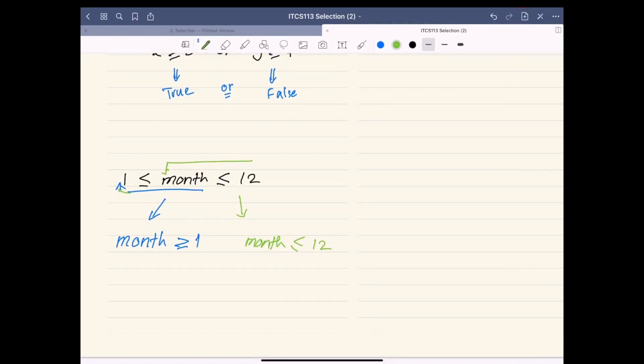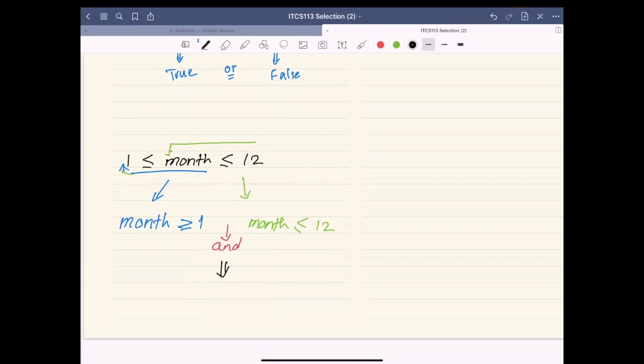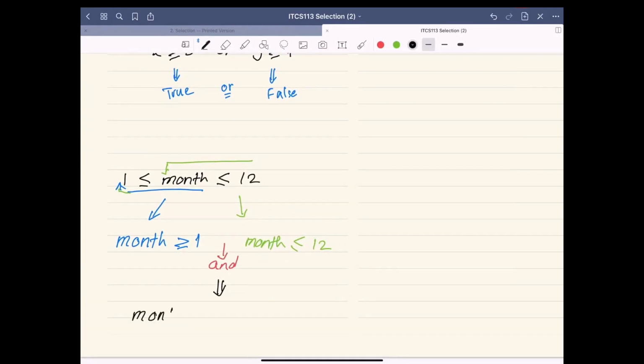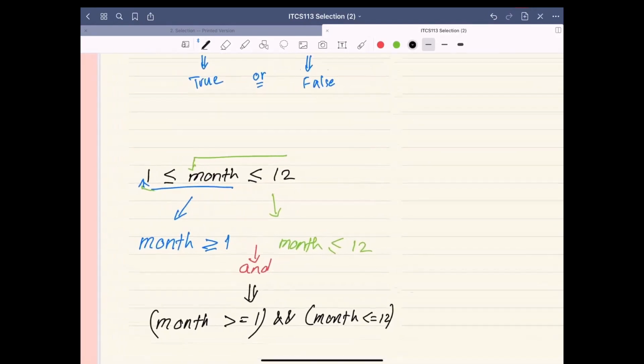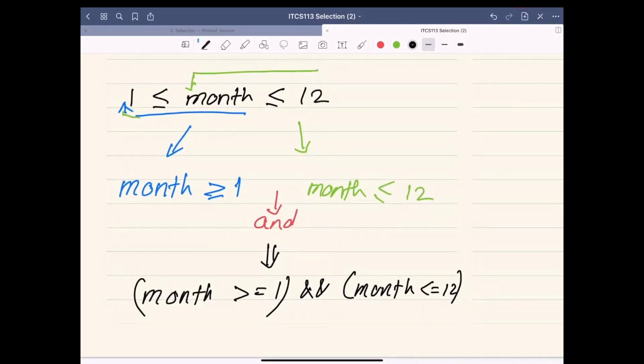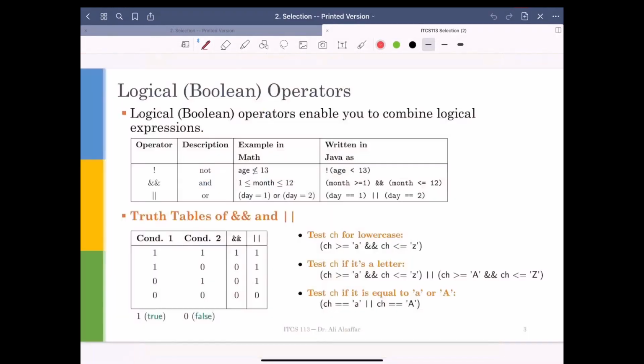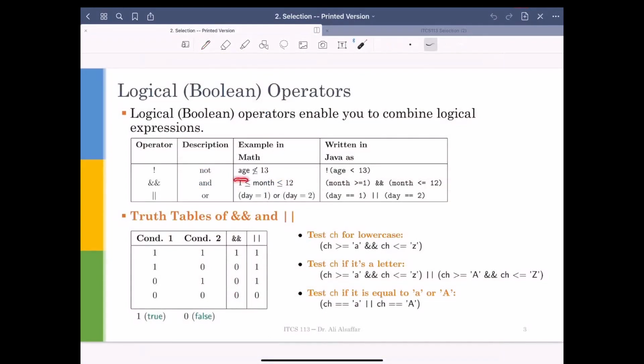Whenever you write two conditions as an interval like in mathematics, then in between them we have and. So here we have and. Now if I want to convert this into Java, then in Java we say month greater than or equal to 1, we put brackets, and month less than or equal to 12. And this is how we do it in Java. So I will write a note now, this is in Java. This is just one remark. If you have an interval in mathematics and you would like to express it in Java, don't forget to put and between these two conditions.